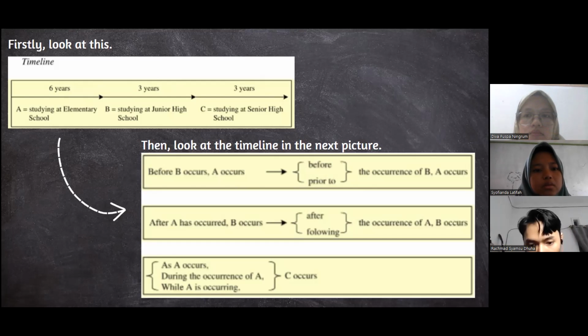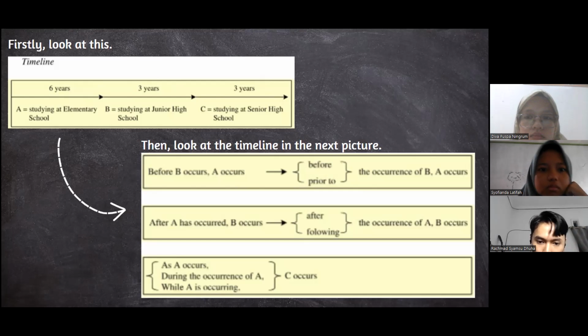B baru terjadi. The words that you can use here are after and following. After the occurrence of A, B occurs. And for the next word, following the occurrence of A, B occurs.